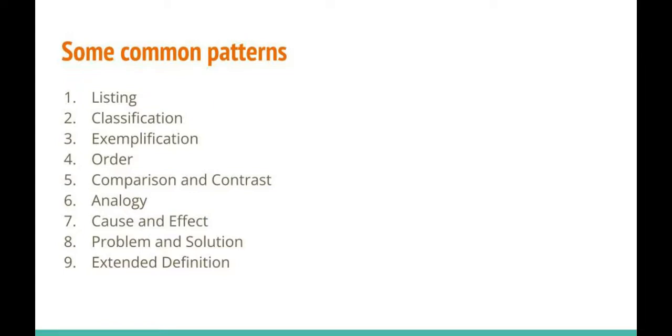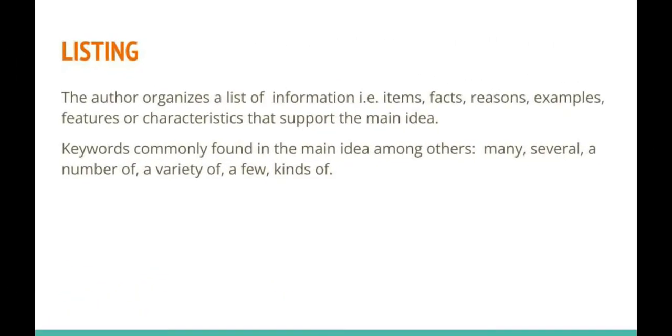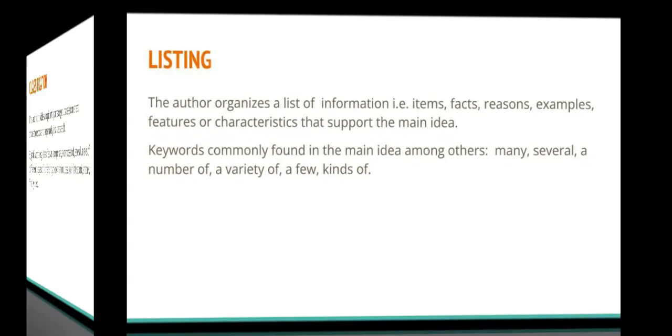Okay, the first one is listing. It is also called series, addition, or enumeration. In a paragraph that is developed through listing, the author organizes a list of information, for example, items, facts, reasons, examples, features, or characteristics that support the main idea. Usually, a main idea that has the listing word like many, several, a number of, a variety of, a few, and kinds is developed using this pattern.